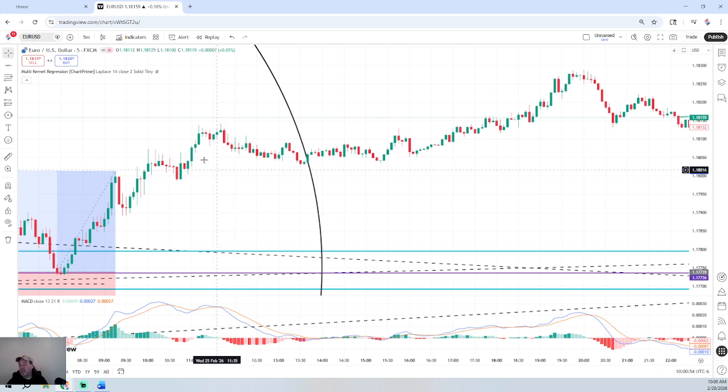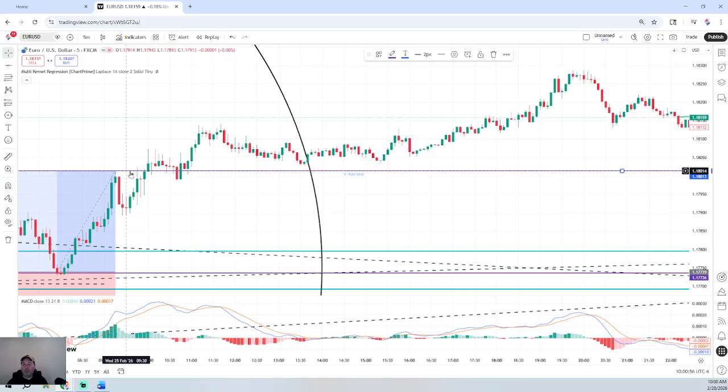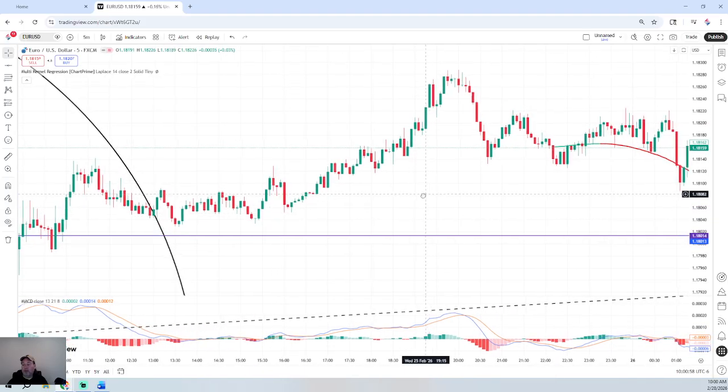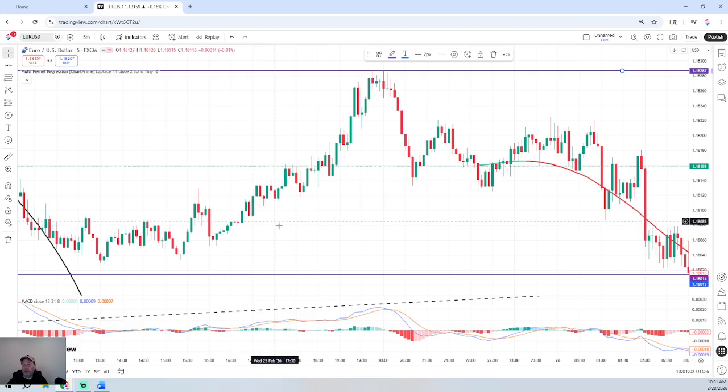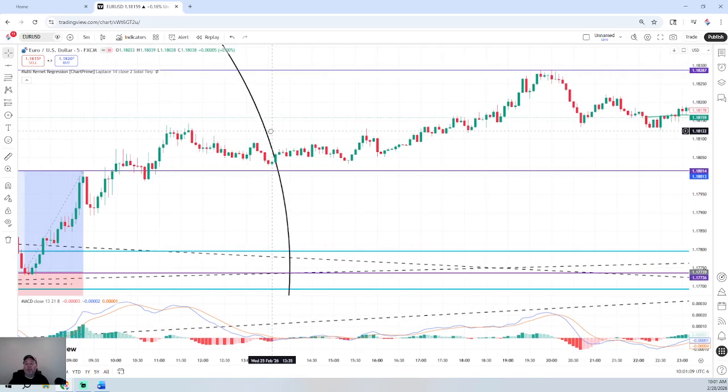We were at 1801 to there, to 1828. So that's a 27 pip range. What in the world would you be trying to do with a 27 pip range? Honestly, that's like trying to trade Christmas Eve and make money.